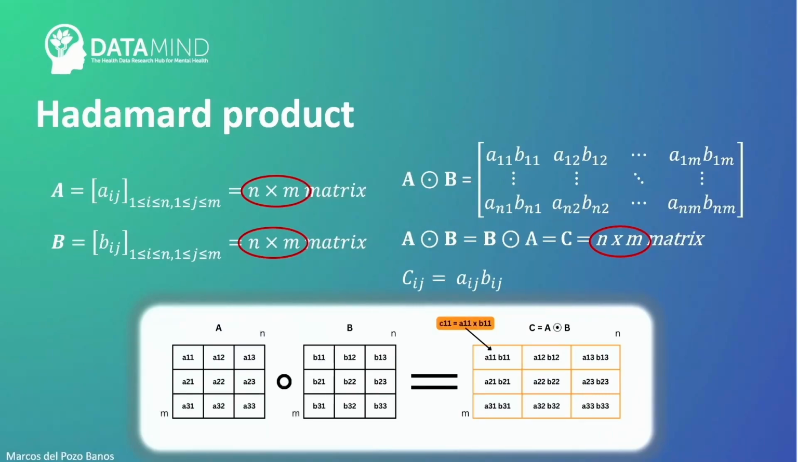And you have a visual representation on the bottom of the slide. Note that same as with numbers, basically, if we use the Hadamard product, A times B will give you the same result as B times A.